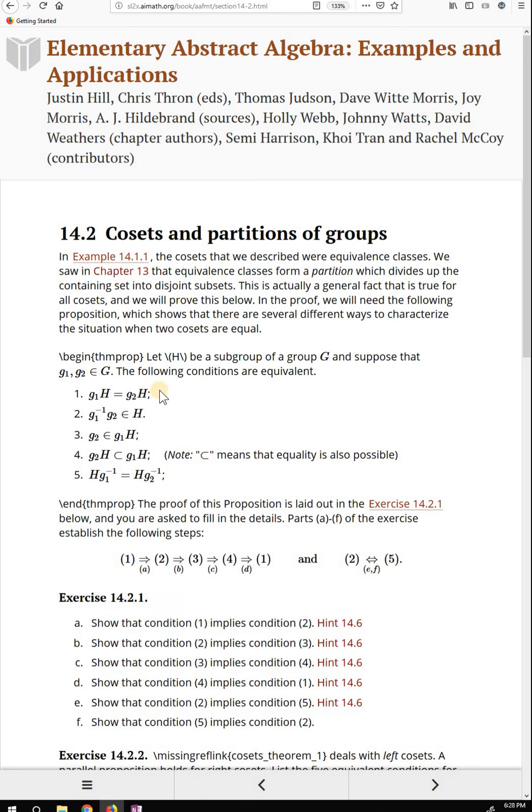As I said, you divide your group into cosets. Now, suppose you have two group elements, G1 and G2. How do you know those are in the same coset? There are different ways you can tell, and all of these are the same. If you want to know two elements are in the same coset, you can use any one of these criteria. I think you have to show that they're equivalent. For instance, this is saying that they create the same coset. If they're in the same coset, then they create the same coset.